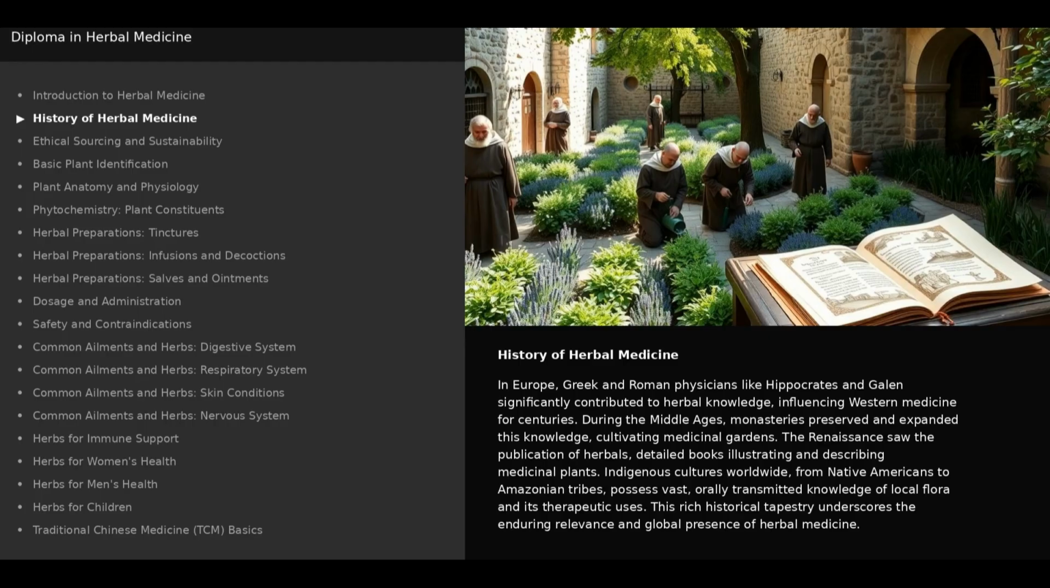Indigenous cultures worldwide, from Native Americans to Amazonian tribes, possess vast, orally transmitted knowledge of local flora and its therapeutic uses. This rich historical tapestry underscores the enduring relevance and global presence of herbal medicine.